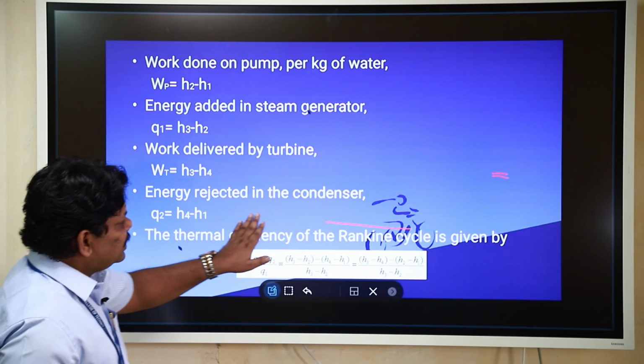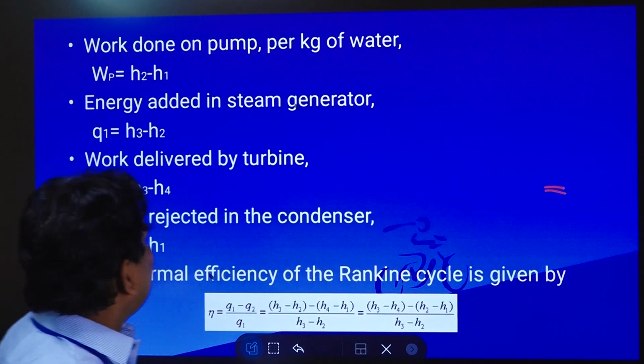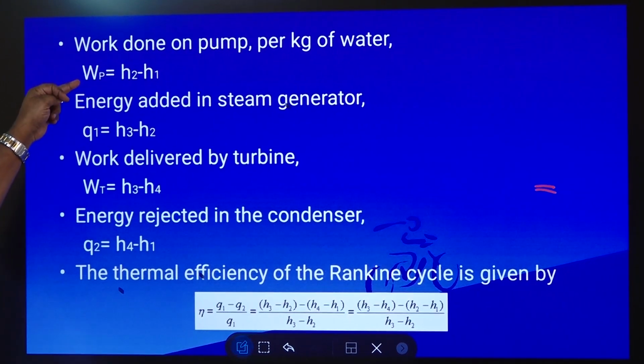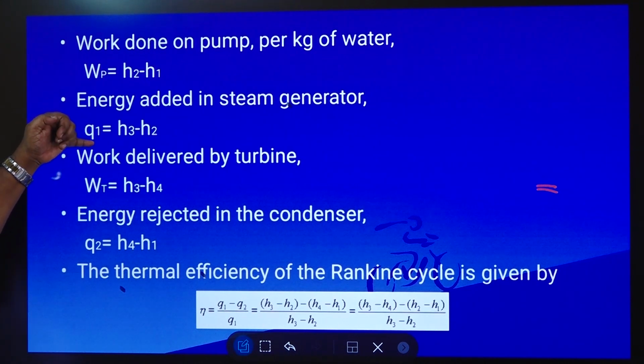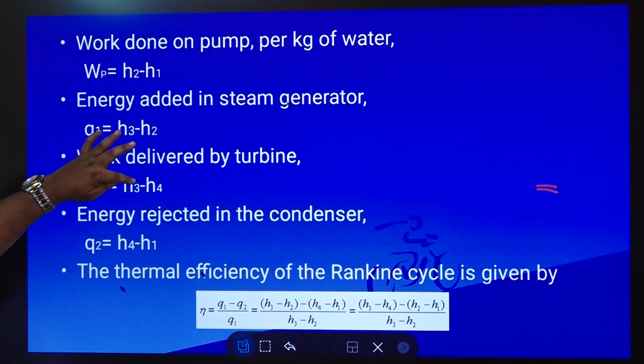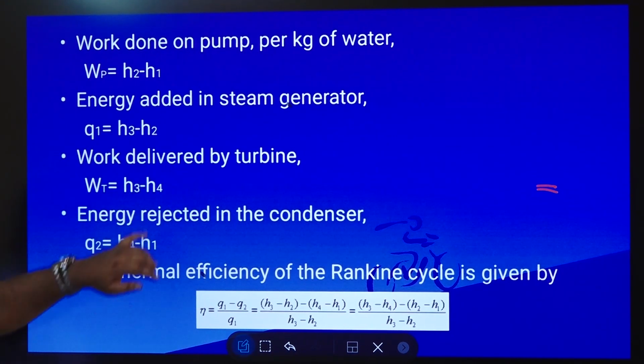So the formulas related to this simple Rankine cycle: the work done on the pump is given as WP equal to H2 minus H1, and the energy added in the steam generator is given as H3 minus H2. Then the work delivered by the turbine is H3 minus H4. The energy rejected in the condenser, Q2, is H4 minus H1.